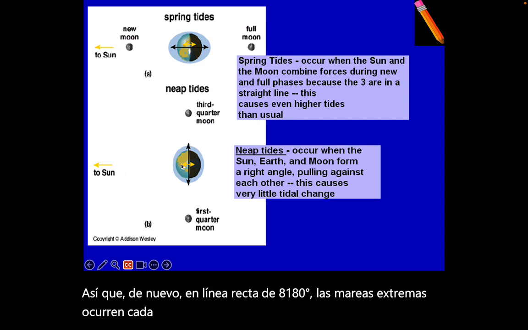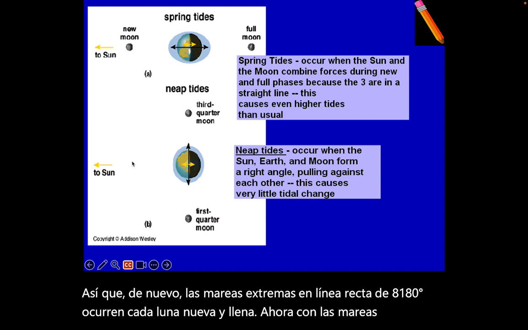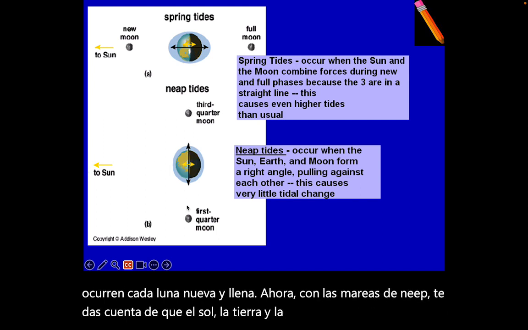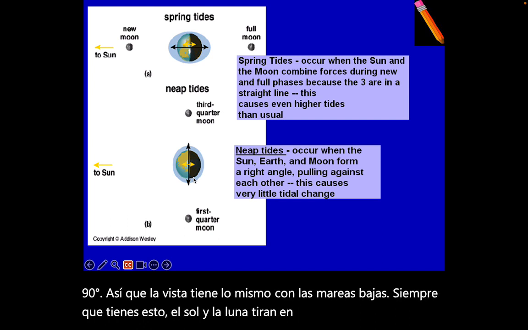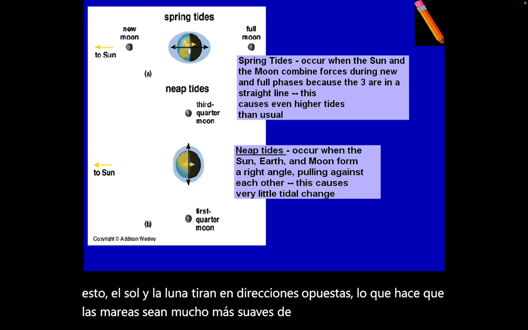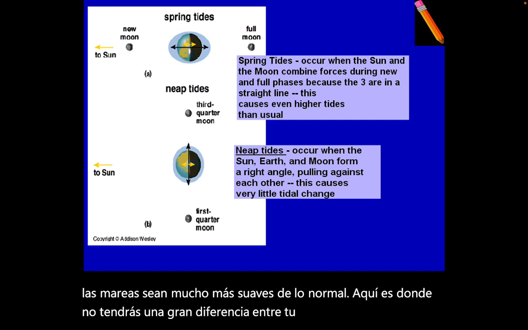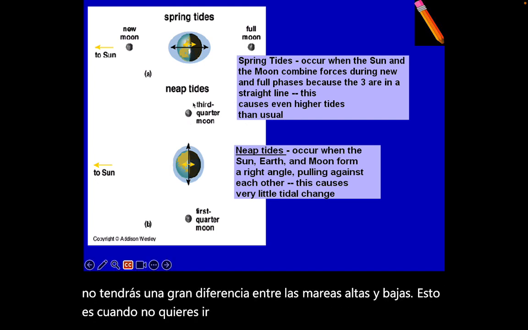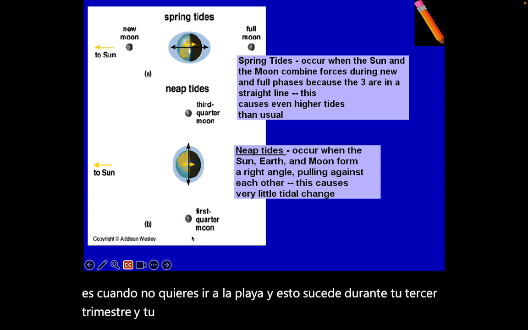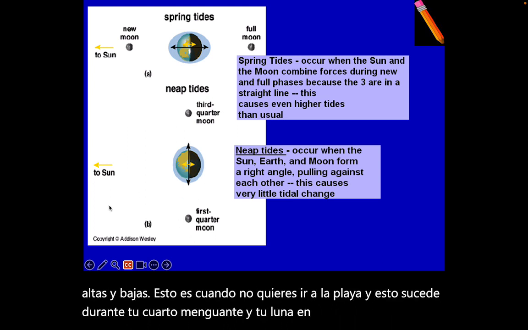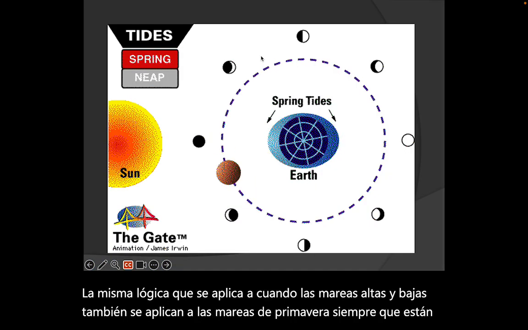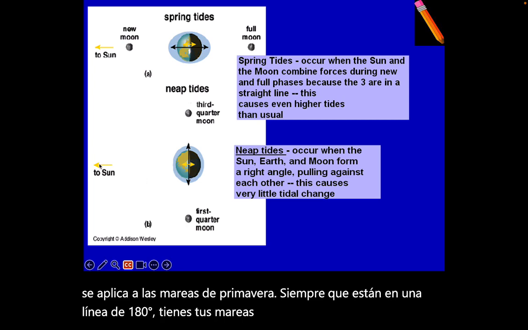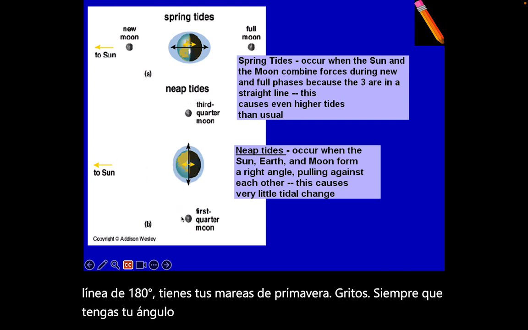Now with neap tides, you notice that the sun, Earth, and moon are at a 90-degree angle. So, whenever you have this, the sun and the moon are pulling in opposite directions, which makes the tides a lot more mild than normal. This is where you won't have a big difference between your high and your low tides. This is when you don't want to go to the beach, and this happens during your 3rd quarter and your 1st quarter moon. So, same logic that applies to when the high and low tides are also applies to the spring tides. Whenever they're in a 180-degree line, you have your spring tides. Whenever you have your 90-degree angle, you will have neap tides.